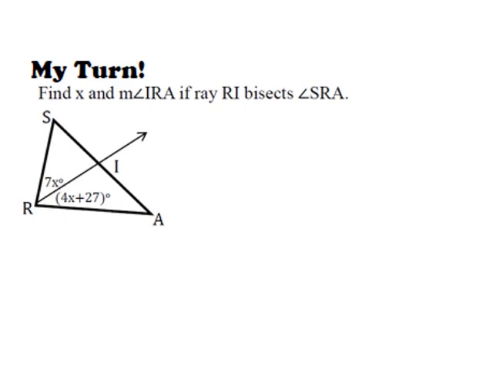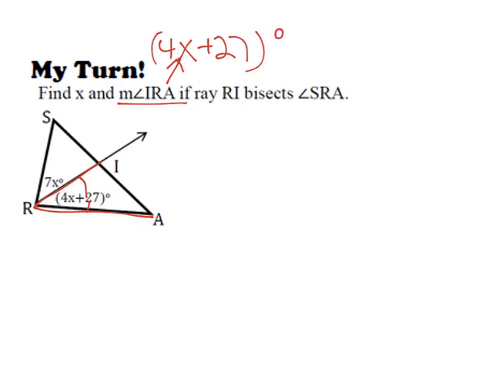So find x and the measure of angle IRA if ray RI bisects angle SRA. So what does that mean? Let's break that up. Find x and the measure of IRA. So this is what they want: I to R to A. What does this angle equal right here? This right here is our 4x plus 27 degrees, okay?